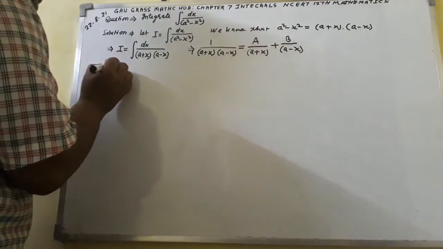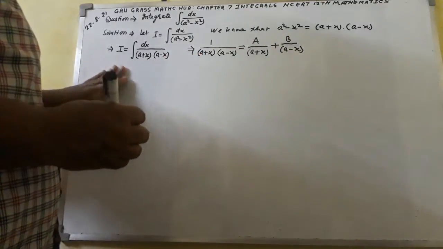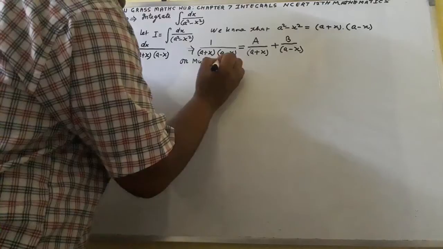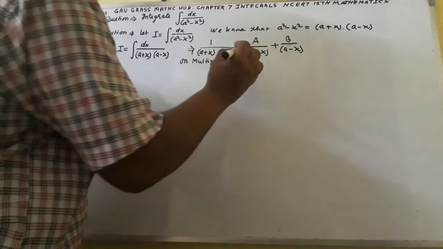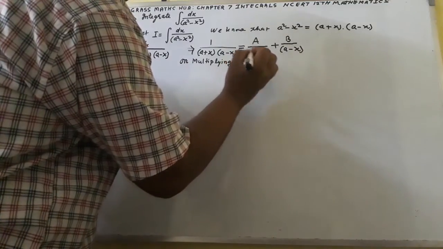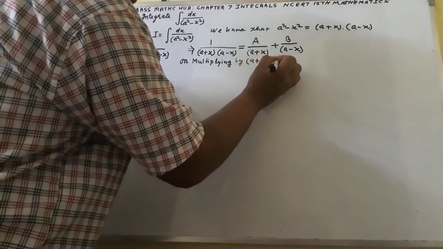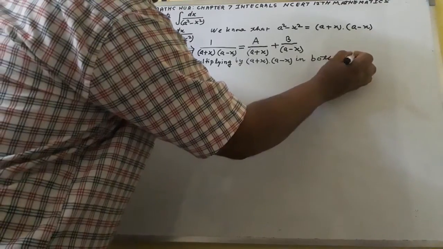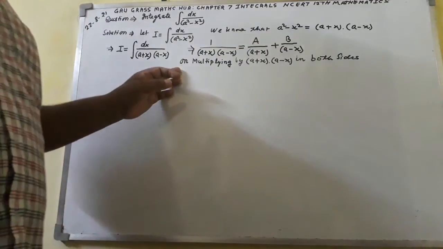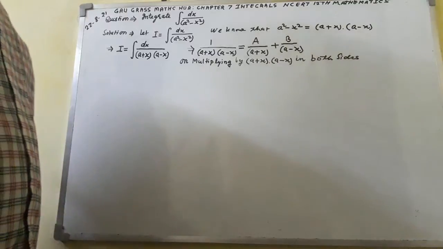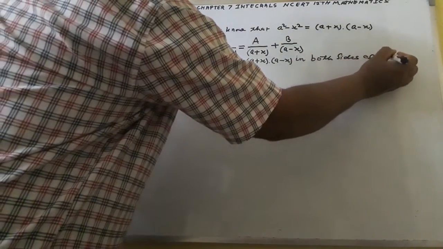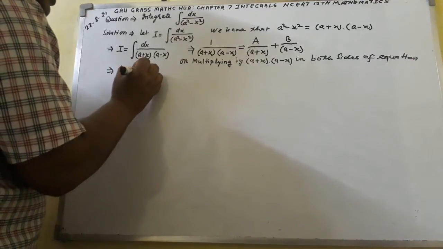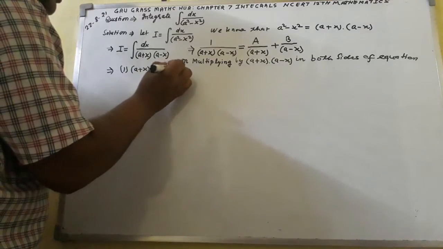So what to do next? On multiplying by a plus x dot a minus x on both sides of the equation, here you will get 1 multiplied by a plus x dot a minus x, whole over a plus x dot a minus x.